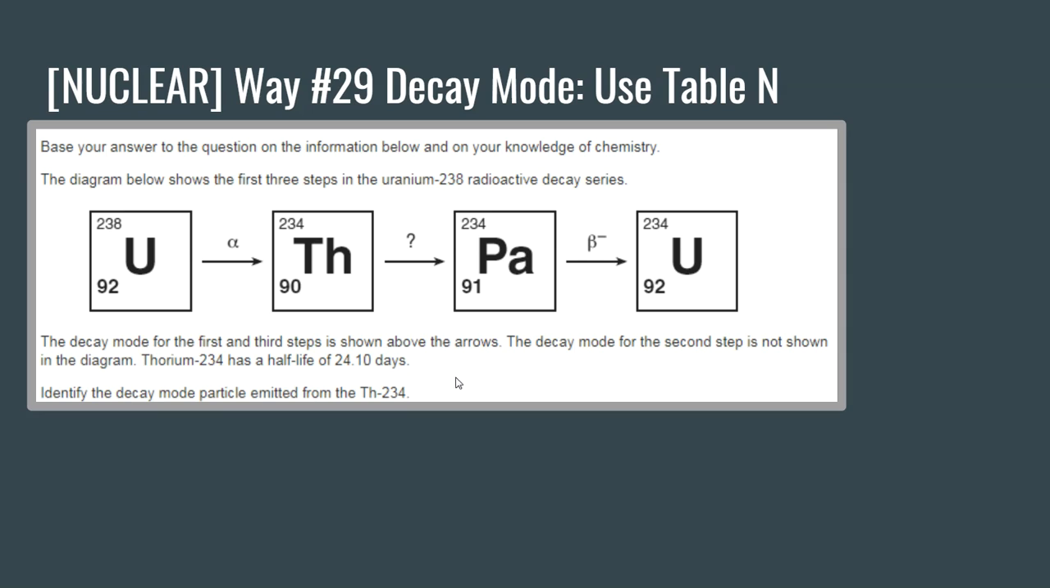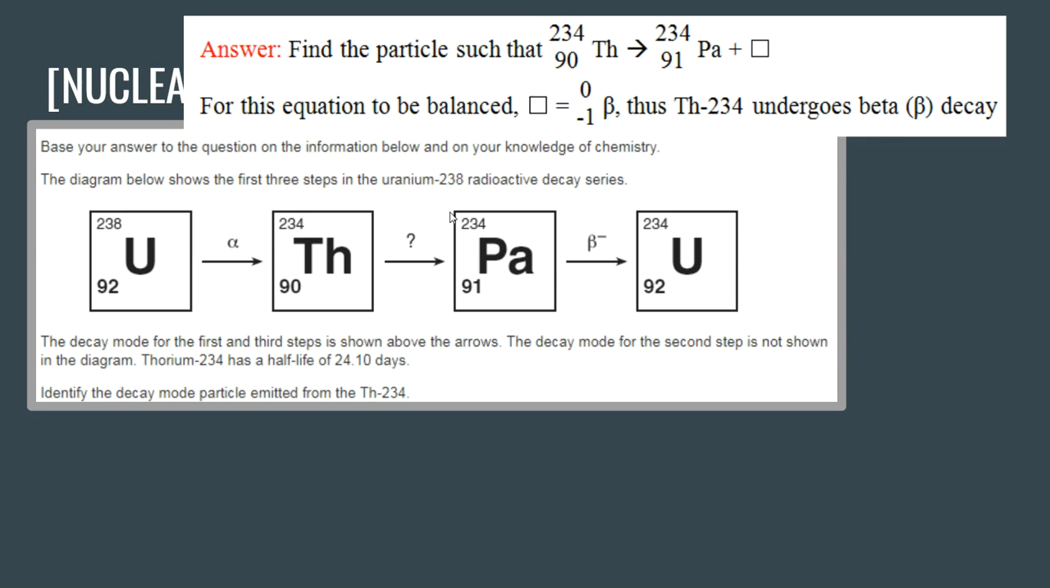For these problems, you have to remember that the mass going in needs to equal the mass going out, and the same goes for the atomic numbers. When doing problems like these, it helps to draw a nuclear equation. We need to find the missing particle such that thorium-234 produces protactinium-234 plus some particle. Think about what mass is missing and what atomic number is missing, such that when I add this mass to 234, I get 234, and when I add some number to the atomic number 91, I get 90.